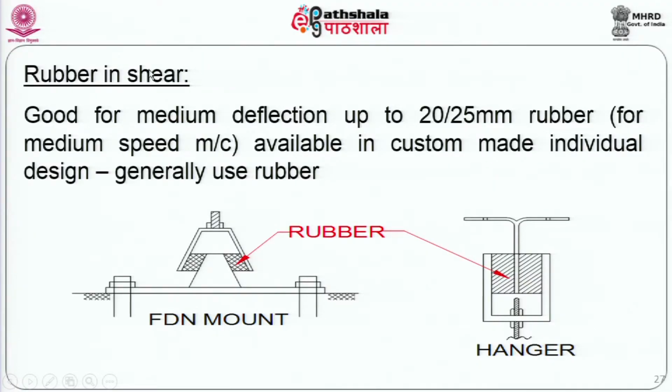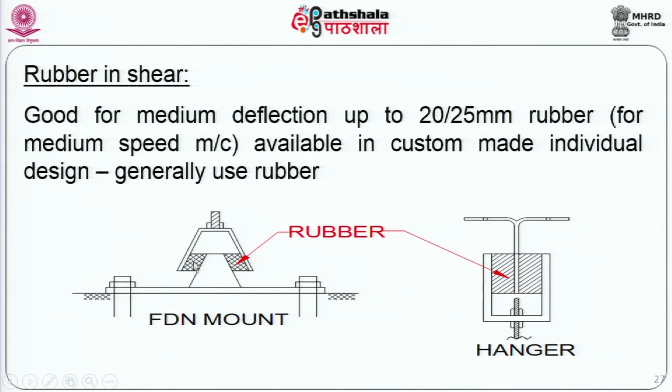The next item which we saw from the type of mounts you get is rubber in shear. This is what we saw in the first example. Basically, you have a device which is separated into a moving part and a static part. So, in other words, this is the moving device, this is the static device. The moving device and the static device are connected by rubber, which will deflect.